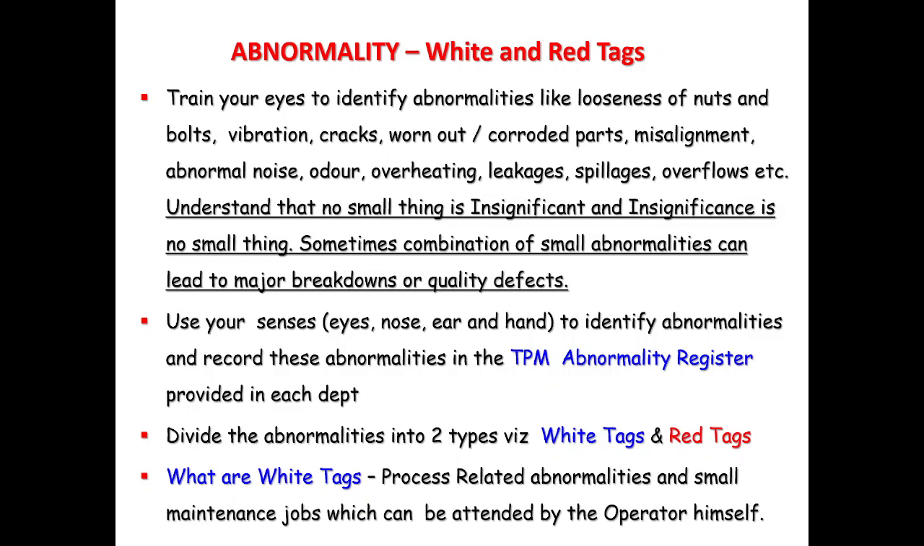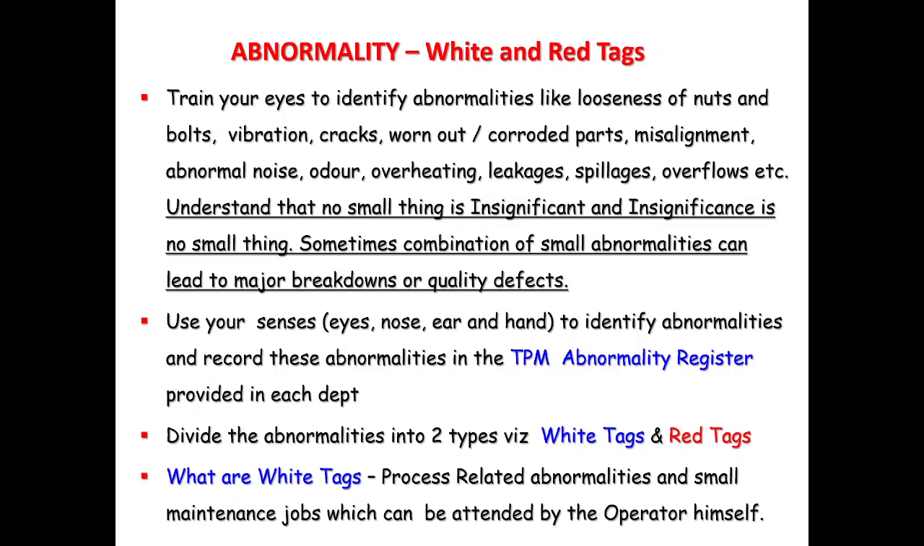Understand that no small thing is insignificant, and insignificance is no small thing. Sometimes a combination of small abnormalities may lead to major breakdowns or result in quality defects. Divide the abnormalities identified into two types, that is white tags and red tags. Now let's see what white tags are.